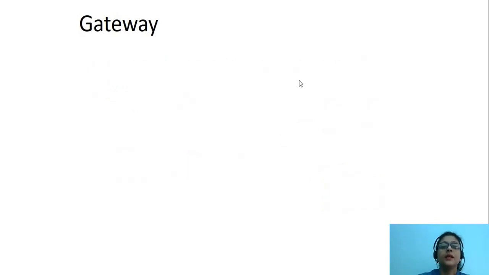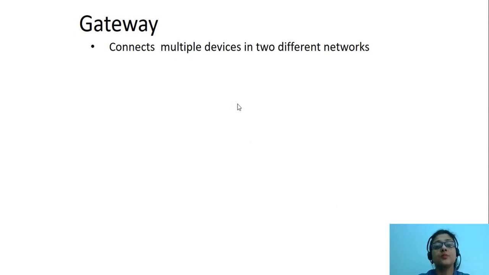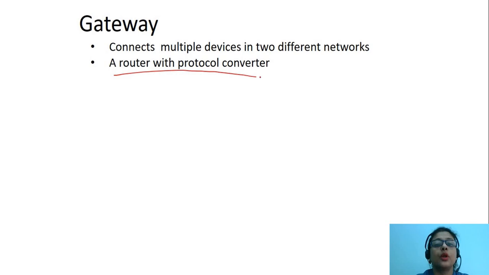Next, we have the gateway. The gateway also connects multiple devices, but in two different networks, like two different networks having two different protocols. There, the function of a gateway is very efficient. Basically, a gateway is a router with a protocol converter.